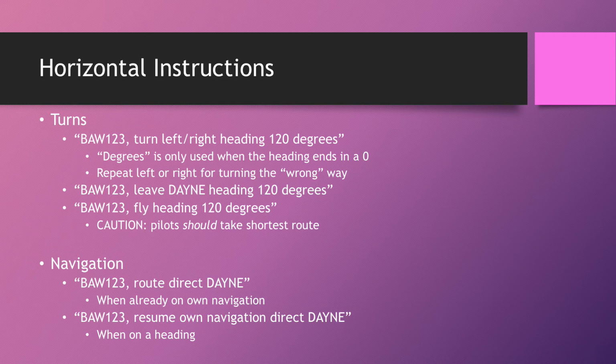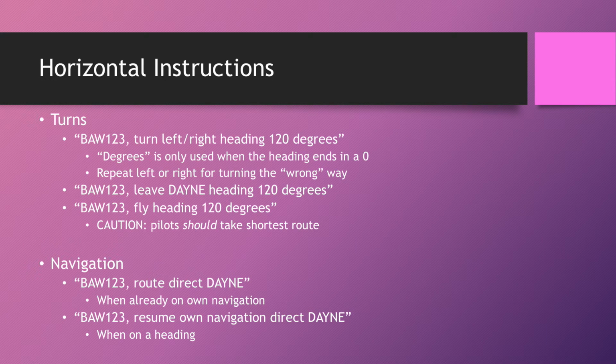Looking at horizontal instructions, for turns, just the most basic turn: Speedbird 123, turn left or right, heading 120 degrees. We only include the word degrees when the heading ends in a 0. So you may hear some controllers say Speedbird 123, turn right, heading 035. That's correct; 035 degrees is incorrect. But you can't say turn right heading 120. That does need a degrees on the end of it. So if it ends in a 0, you include degrees. If it doesn't end in a 0, you don't say degrees.